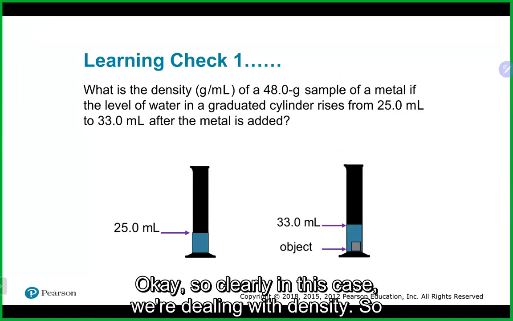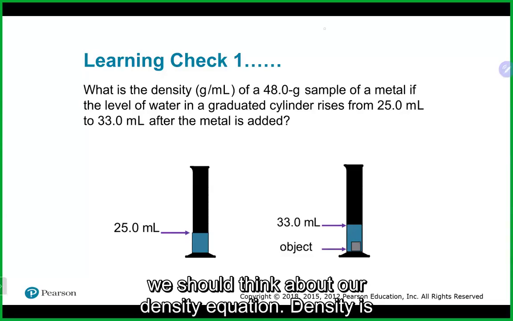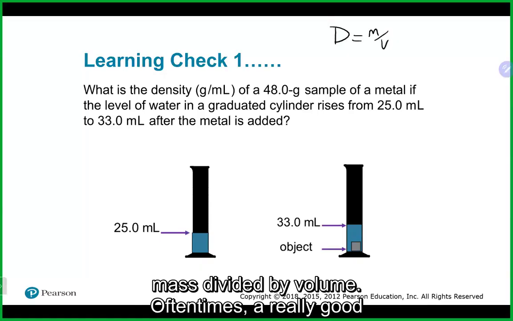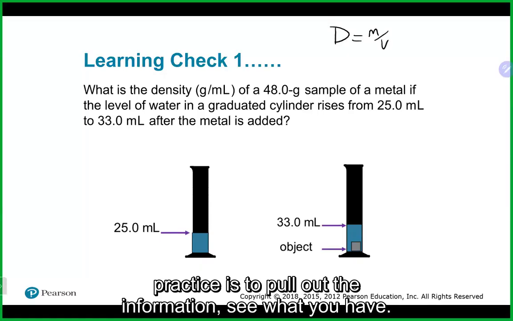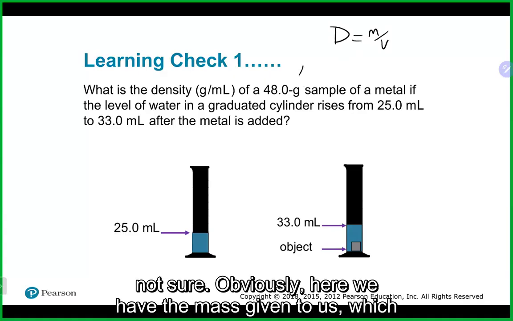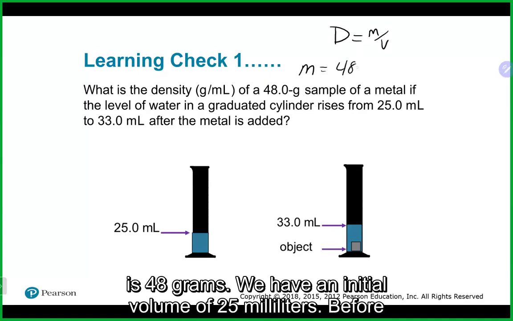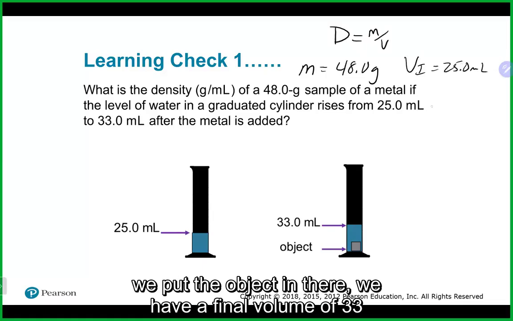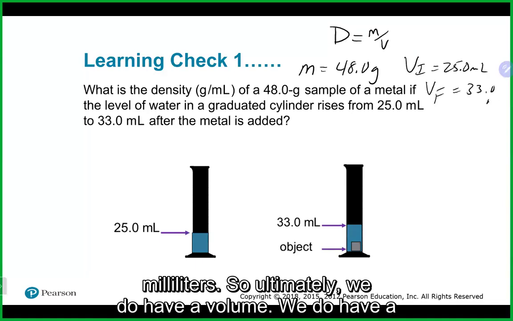Okay, so clearly in this case, we're dealing with density. So we should think about our density equation. Density is mass divided by volume. Oftentimes a really good practice is to pull out the information and see what you have. It'll maybe point you in the right direction if you're not sure. Obviously here we have the mass given to us, which is 48 grams. We have an initial volume of 25 milliliters before we put the object in there, and a final volume of 33 milliliters.